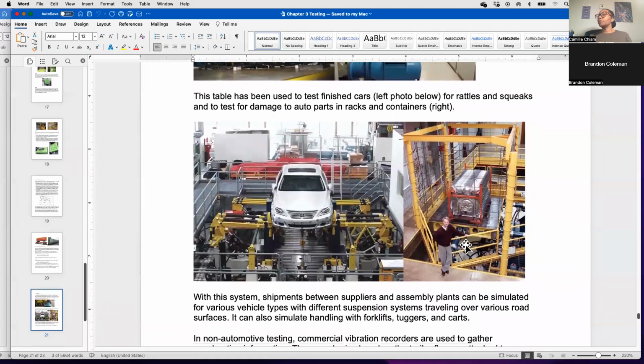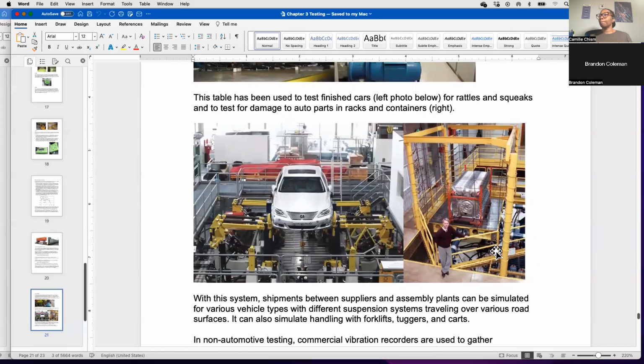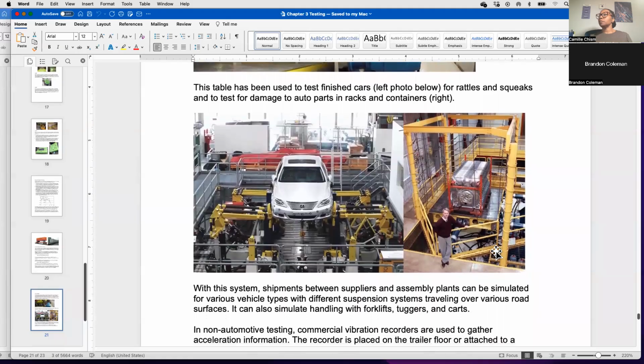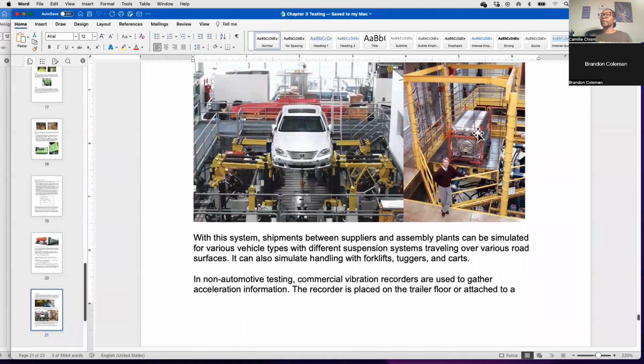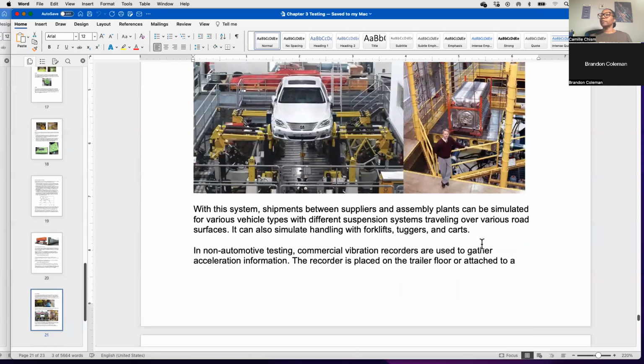And here is one here. You can just get an idea of how big it is, because you see the height of this man is just hitting the floor of this cage, right? And that's a rack testing cage right there.